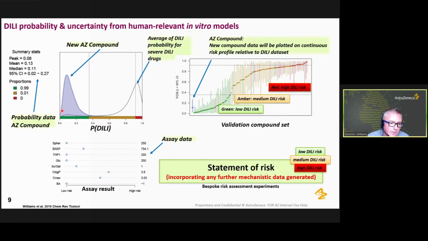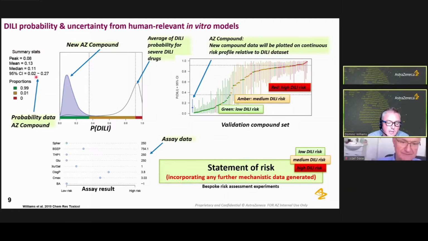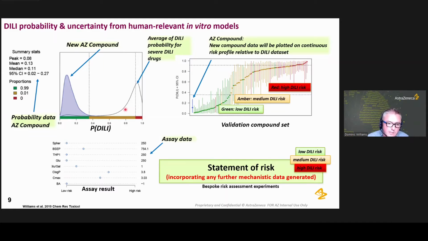So here we have in blue a new AstraZeneca compound. Here we have the summary stats. This profile in white is where the average DILI probability for severe drugs is, and so we really don't want to have our profile overlapping with that. Here we have the assay data. Here we have the continuous risk or probability of risk of DILI, and we have the AstraZeneca compound in blue, and we can see which compounds it associates with in terms of its similarity of assay data.